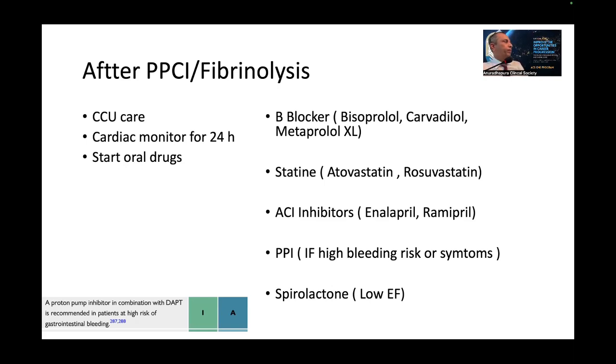And then PPI, a proton pump inhibitor, is also a class 1 indication if the patient's bleeding risk is high. That has a survival benefit if the bleeding risk is high. And then if the EF is low, you can start spironolactone. So those are the drugs you should be starting on these patients.